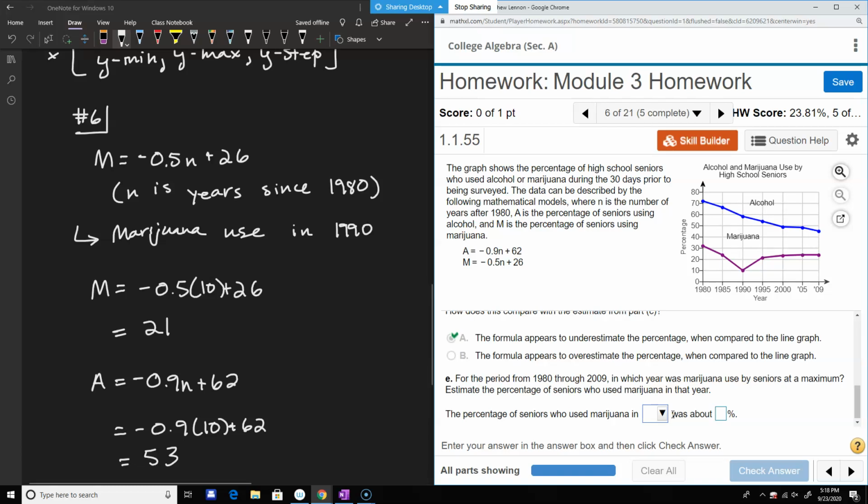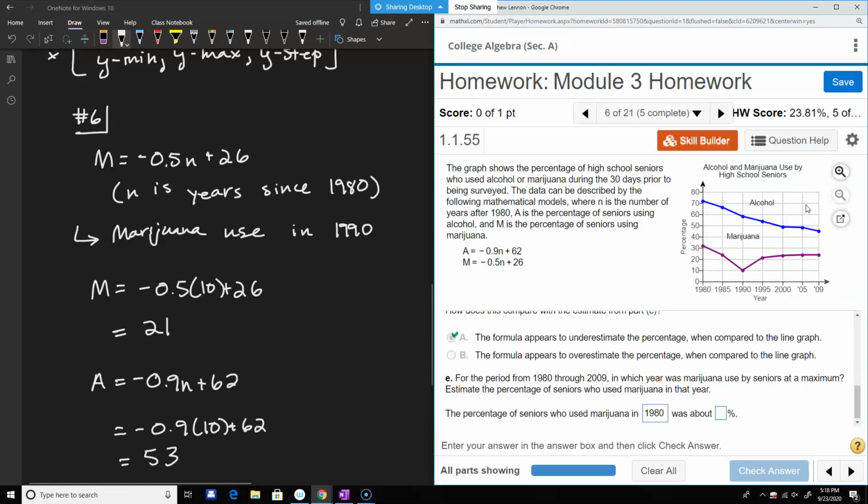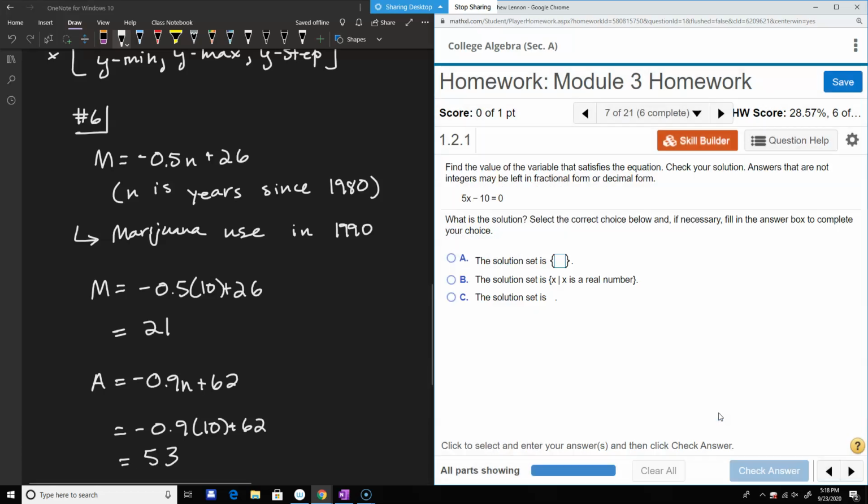Okay, so then they're saying from 1980 through 2009, which year was marijuana use maximum, and estimate the percentage in that year. So it looks like it's highest right there in 1980, the initial year. And again, maybe you want to make the graph bigger. I would say maybe 32% here. And that's it for that question. You just have to know whether you're looking at the graph or whether you're using a formula. That's usually the only thing that trips people up.